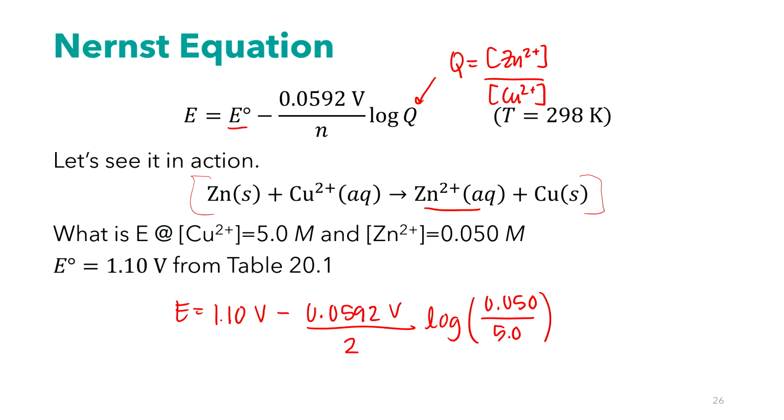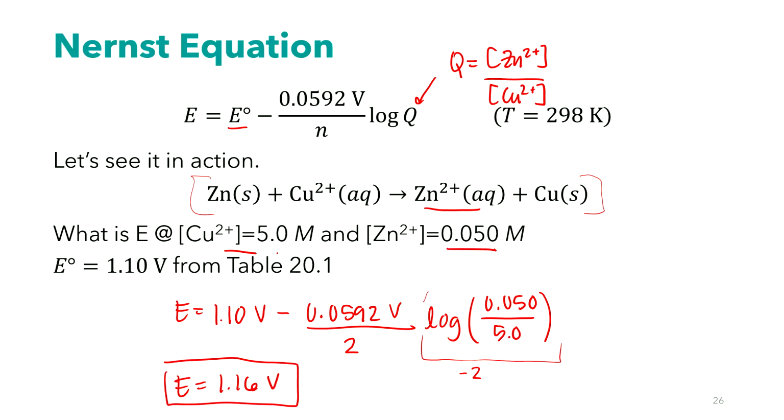So when we plug those numbers in, the log here turns out to be -2. And so we end up adding that 0.0592 because our 2's cancel, so it is the minus. So this is 1.16 volts. So we've increased our voltage slightly by changing those concentrations.